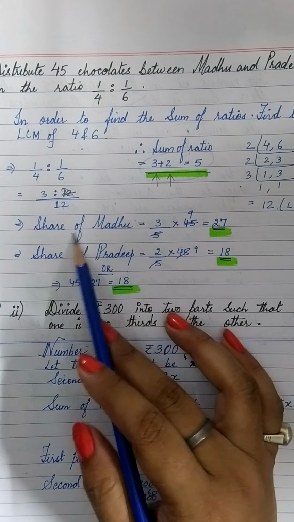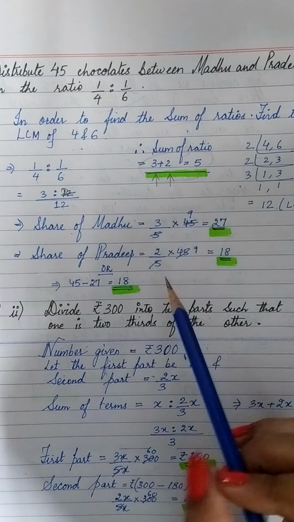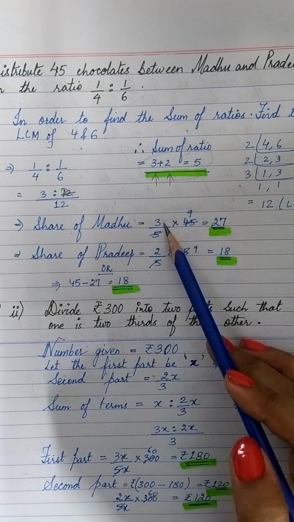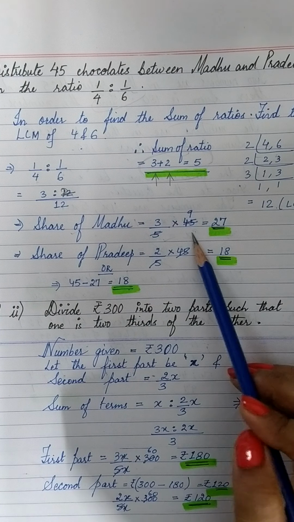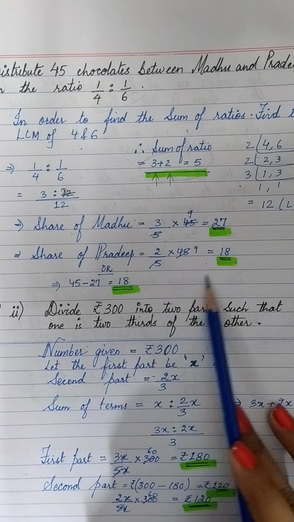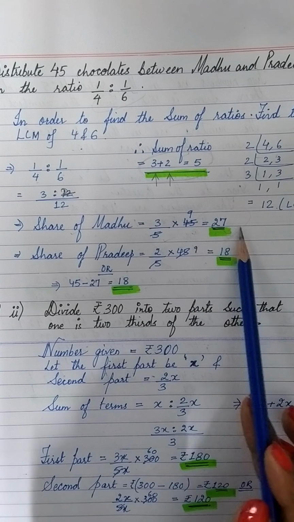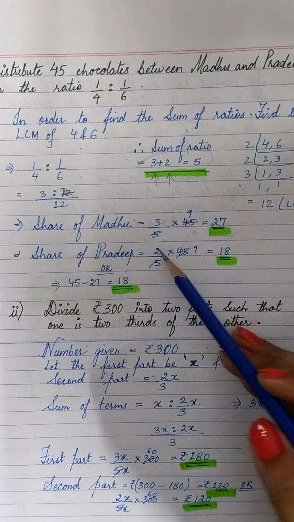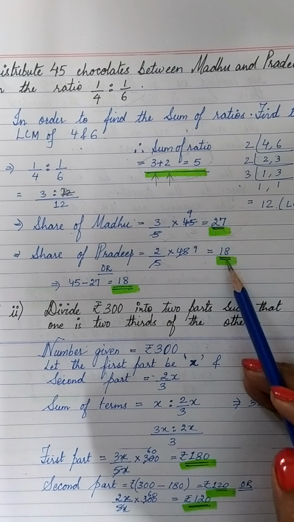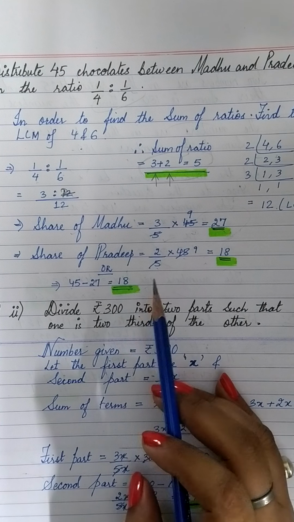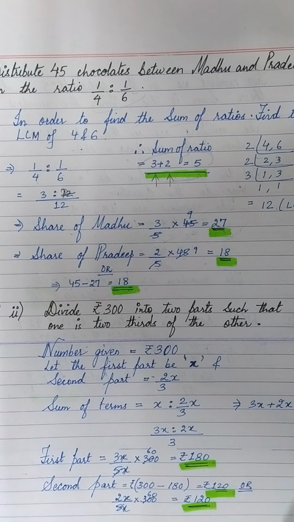Okay. So share of Madhu, the first one, will be first term upon the sum of terms into the number, right? So first term is 3 upon 5 into 45. So we got it as 27. Share of Pradeep will be, again, any of the ways you can do, the total number of chocolates minus share of Madhu, or you can find it out by using the formula, second term upon the sum of terms into the number. So 2 upon 5 into 45 you can do, and you can find it as 18, or you can subtract, that is 45 minus 27 to get 18, right? Any of the ways you can find it out.